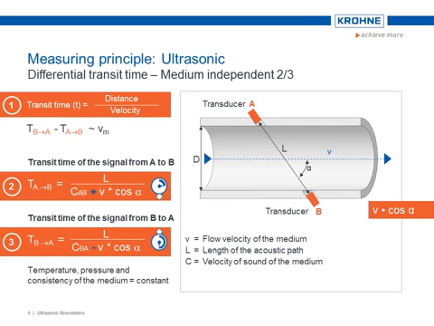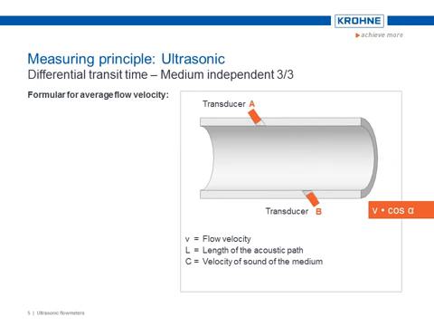In practice, we can assume that since neither the temperature, nor the pressure, nor the composition of the medium will change in these intervals, that is within milliseconds, they remain constant. So, during the transit time period, the velocity of sound can also be seen as constant. Assuming then that neither temperature, pressure, nor composition of the medium change in such a short time, the resulting flow rate of the medium can be shown as follows.